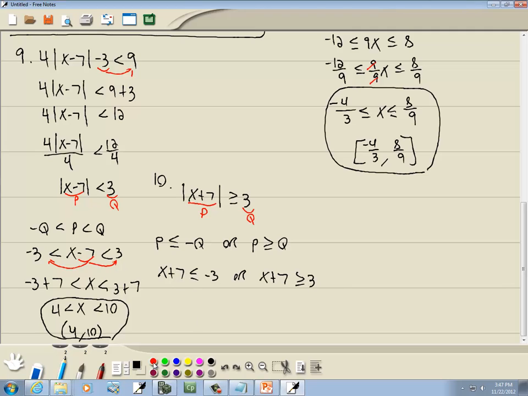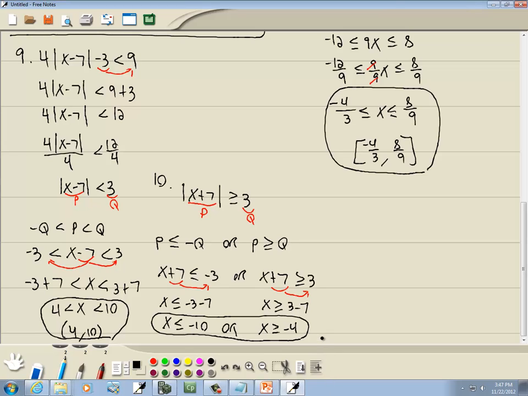Now we're going to solve for x. So I'll take this 7 and move it over. Same here. So we got x is less than or equal to negative 3 minus 7, or x is less than or equal to negative 10. On this one, take 7 over, we get 3 minus 7. So we get x is greater than or equal to negative 4. And there's an or between them. That's our answer.